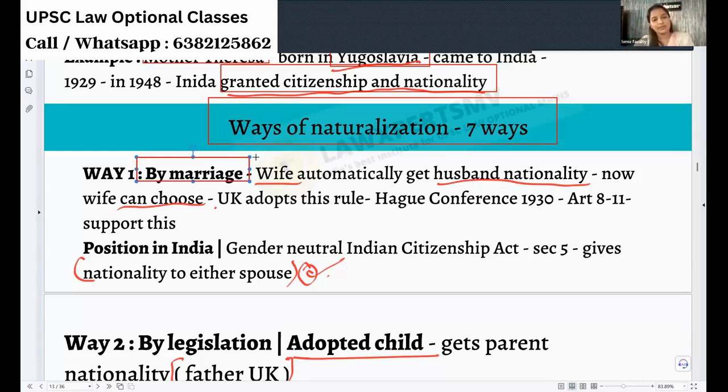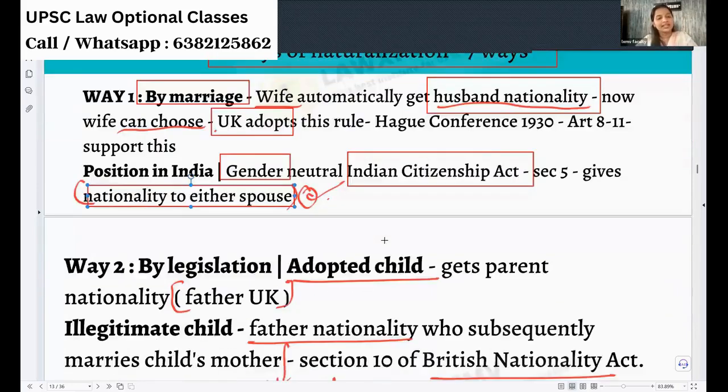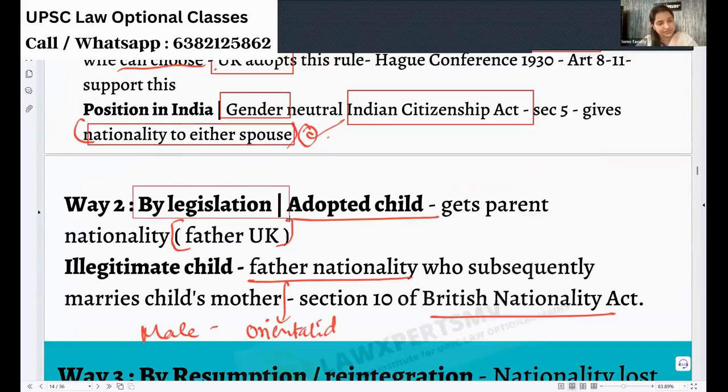So the wife automatically gets the husband's nationality as per the UK's law. It can be vice versa also. The position in India is gender neutral, at least here we are gender neutral. According to the Citizenship Act, Section 5 provides that either of the spouses can choose the nationality, whether husband or wife. And next, by legislation.